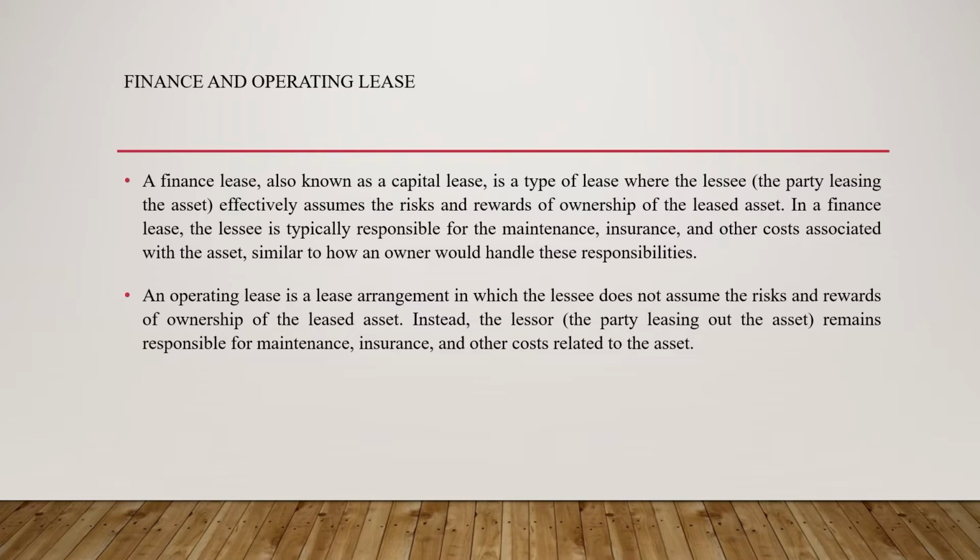Coming to the discussion of operating lease in contrast to the finance lease. Operating lease is a lease arrangement in which the lessee does not assume the risk and rewards of the ownership of the leased asset. Instead, the lessor, or the party who is leasing out the asset, remains responsible for maintenance, insurance and other costs related to the asset.